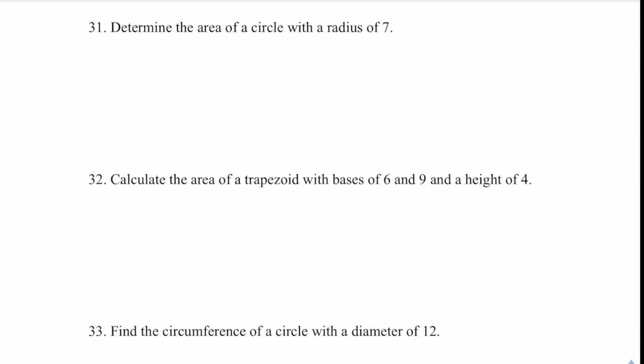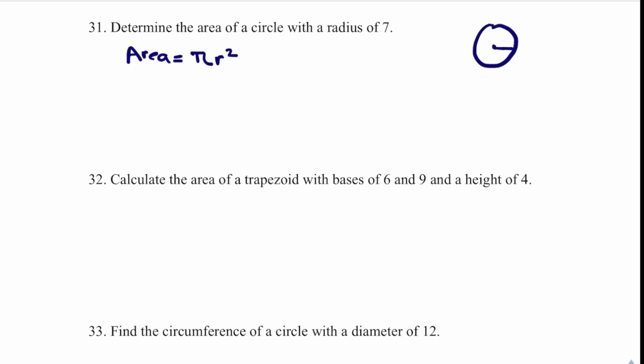So 31. Determine the area of a circle with the radius of 7. So when we talk about the radius, if we have a circle, the radius is the distance from the center to outside the circle. The diameter is one side of the circle to the other. So again, we need to know the equation for the area of a circle. So area equals pi r squared.